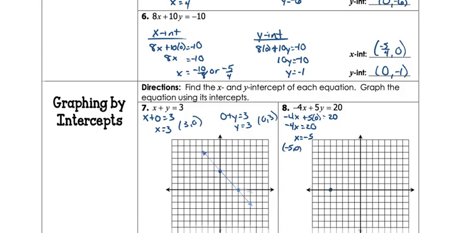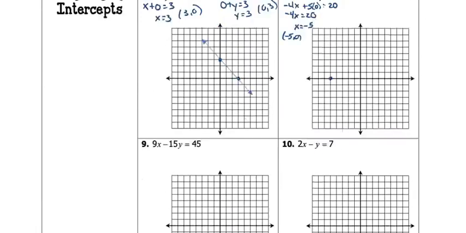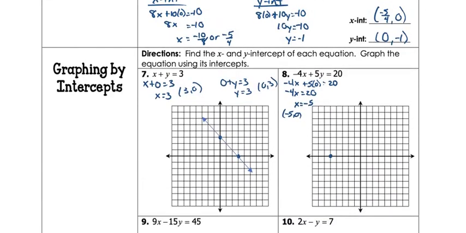And then I need to find the y-intercept as well. So for the y-intercept, I'm going to put 0 in for x. So I would have negative 4 times 0 plus 5y equals 20. Well, that would just be 5y equals 20 because negative 4 times 0 makes 0. Divide both sides by 5 to get y by itself, and that means y would equal 4. So that would be 0, 4. So I'm going to go here, 0, up 4, 1, 2, 3, 4. And then I can just draw my graph.